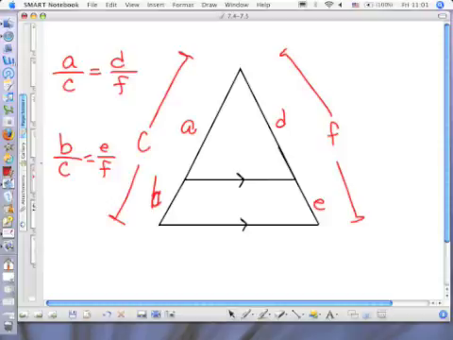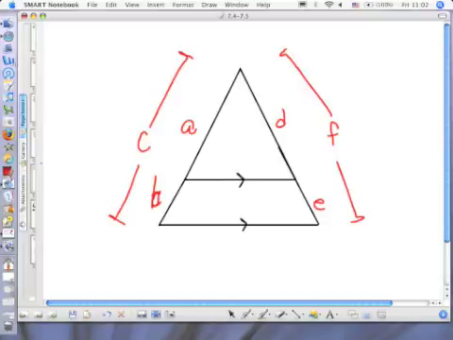If two angles are congruent, then the third angle is obviously congruent because you have to finish your 180. Plus, it's the same angle. They're sitting on top of each other. So what we see here is several different proportions that can be set up when these triangles are sitting on top of each other.